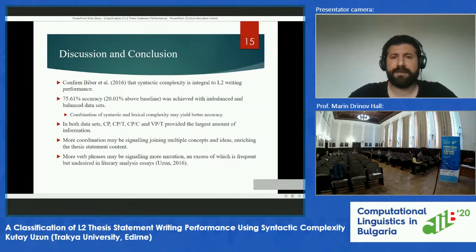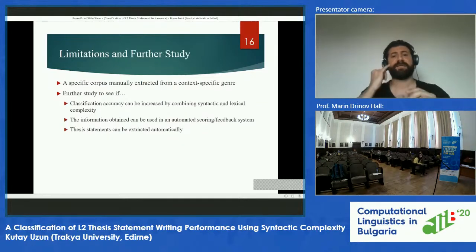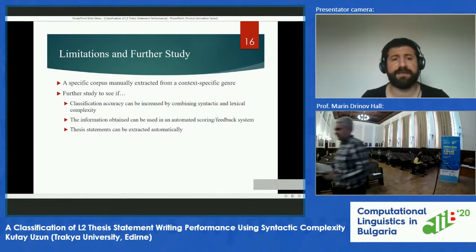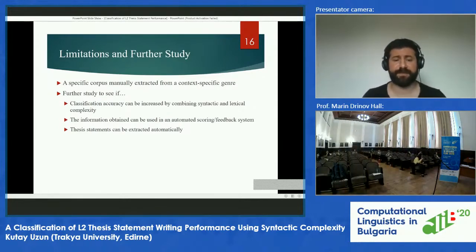And this is my last slide, limitations and further study. So the corpus itself is a limitation of the study because it's a very specific corpus, including only literary analysis essays written in a single context by a certain amount of students. But then again, it may also work to the advantage if you're going to develop something specific to the context. But then the results, of course, are limited to this context and this context only.